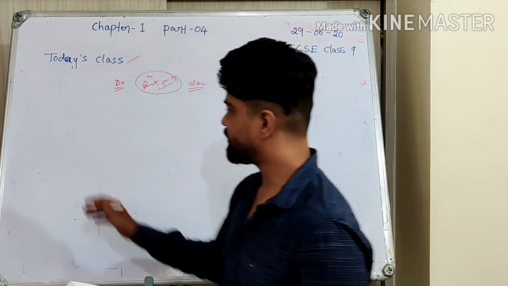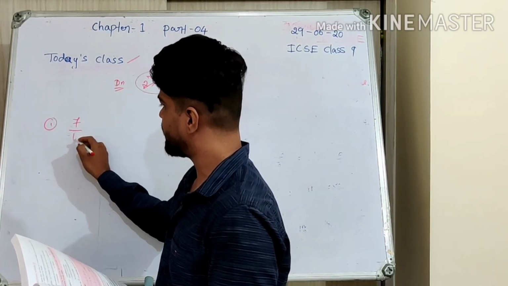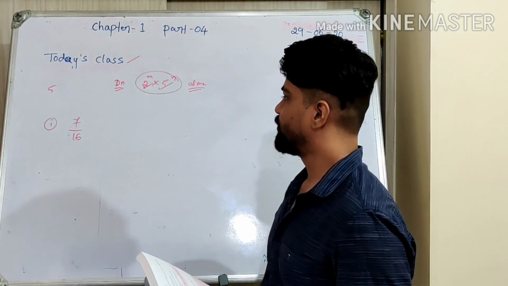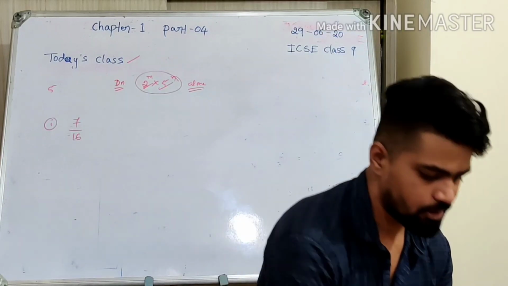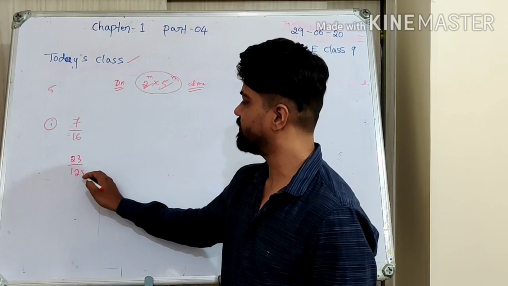Okay, so let's start with the first one. Question number 5, sub question 1. So we have 7 by 16, and then 23 by 125.